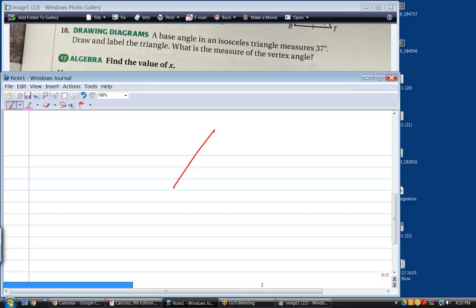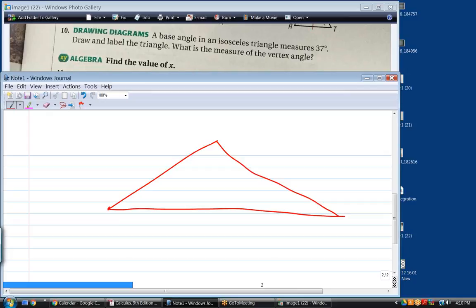If the base angle, I better draw my picture just a little bit better. When they say the base angle is 37 degrees, which one do they mean? Do they mean both of them? Yeah. In other words, they mean A and C. Okay. So they're saying that's 37 degrees. Draw and label the triangle. What's the measure of the vertex angle? In other words, once again, as long as you know that that's the vertex angle, the only thing that could be the base angle is one of these two.